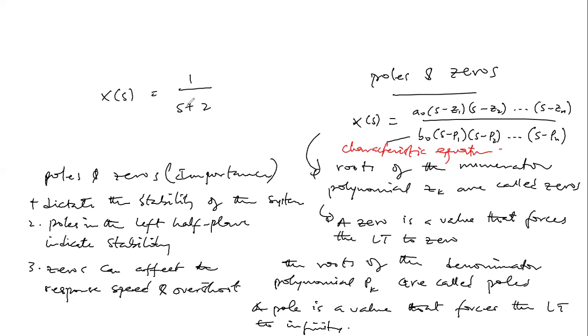So by the time we equate the characteristic equation, which is the denominator, to 0, s plus 2 is equal to 0. So therefore, s is equal to minus 2. So it means that a pole exists at minus 2 in this expression. And this value is a value that forces the Laplace transform to infinity. So in other words, it forces the denominator of the Laplace transform to 0, because a zero forces the numerator of the Laplace transform to 0. The same way, the pole forces the denominator of the Laplace transform to 0.